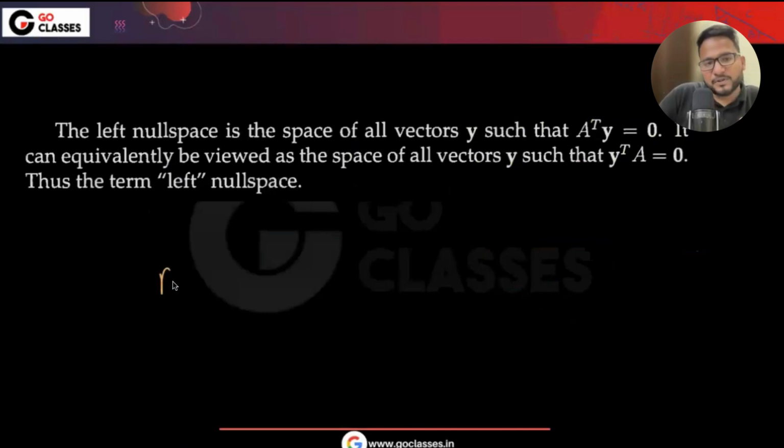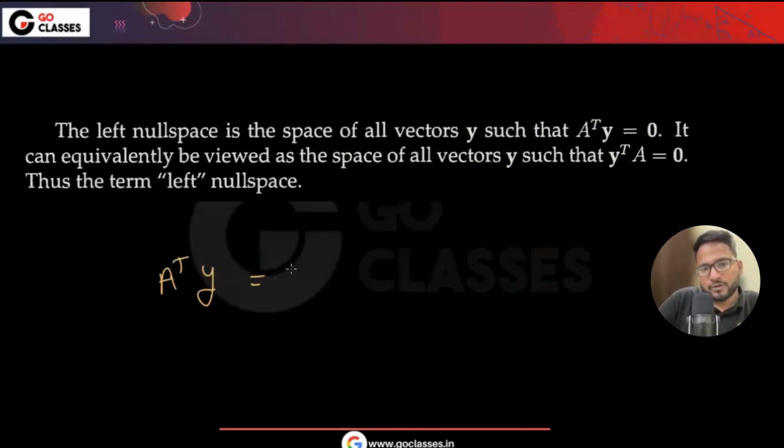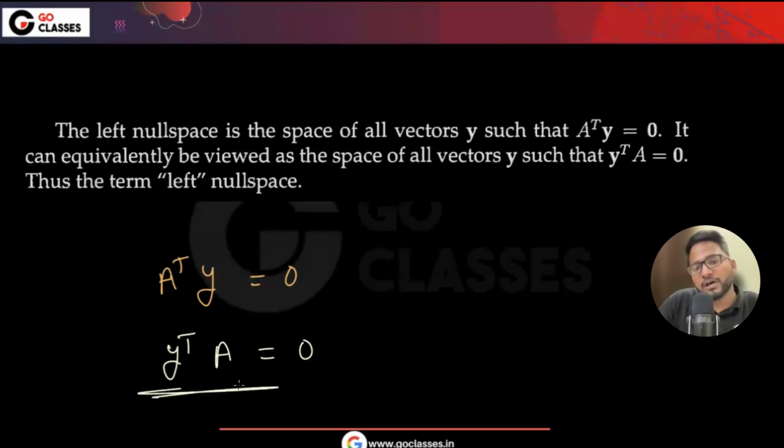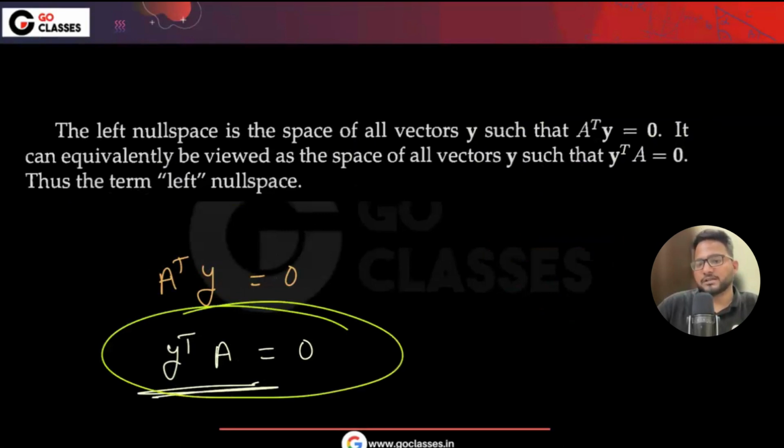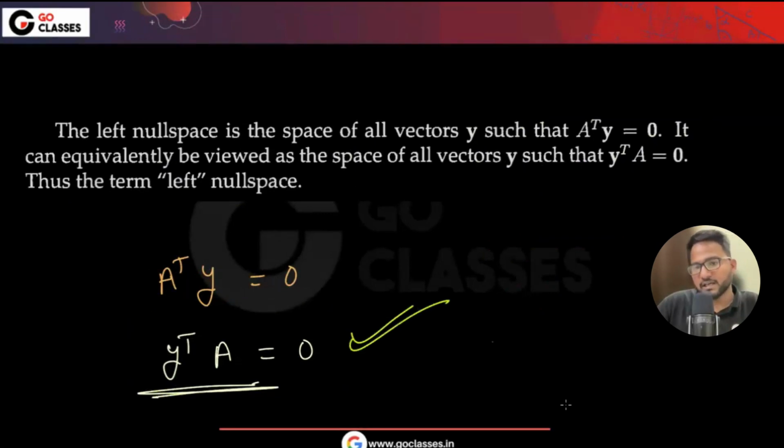It is the null space of A transpose, that I agree, which means all such vectors y which give A transpose y equal to 0. If you take the transpose on both sides, then it will be y transpose A equal to 0, isn't it? So it is just like the vector is on the left of it. That's why we call it left null space. Is this okay to everyone? The term left null space is there because it can be equivalently viewed like this.